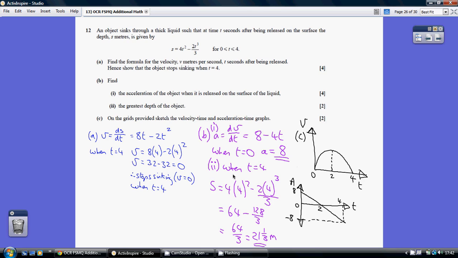So my message to you would be to draw the graphs. Don't overthink exactly what's going on, just plot the graphs. So a quadratic sad face and a straight line graph with a gradient of negative 4, crossing the y-axis at 8 there.